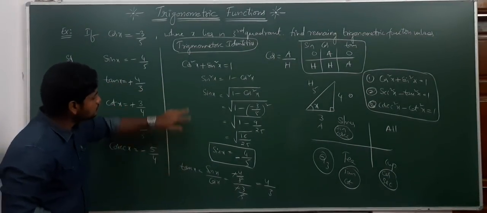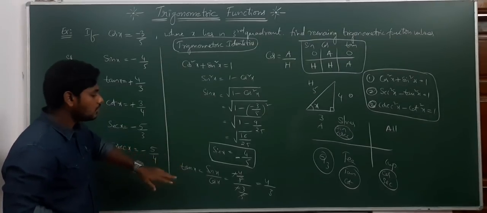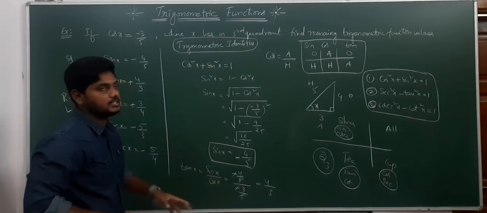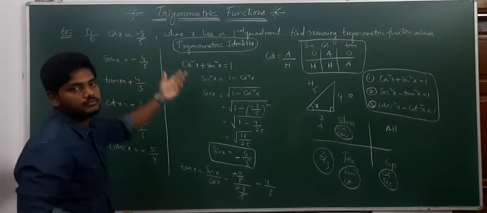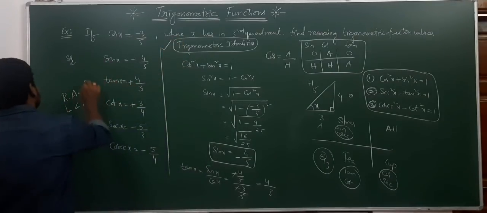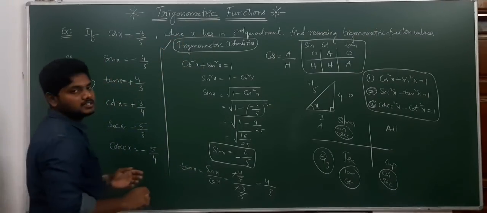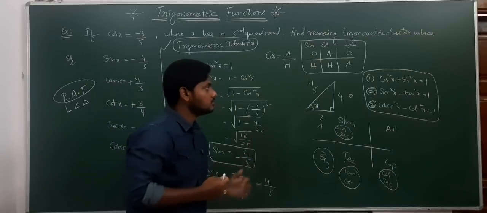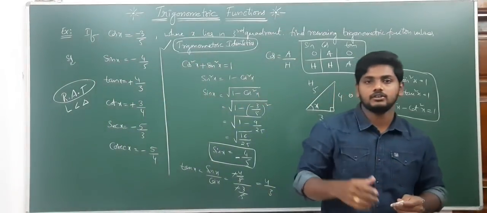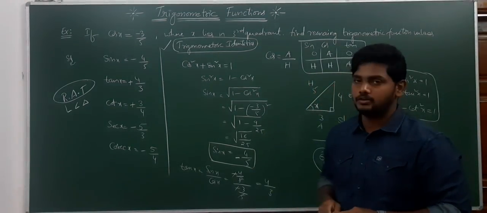So we have sin, cos, tan. Cot means what? Reciprocal of tan. Cosecant means what? Reciprocal of sin. Secant means what? Reciprocal of cos. So by using trigonometric identities also you can find, and by using RAT, nothing but right angle triangle, also you can find. Based on this, I will ask 3 to 4 questions in your tomorrow's examination. So pause the video and note it down.